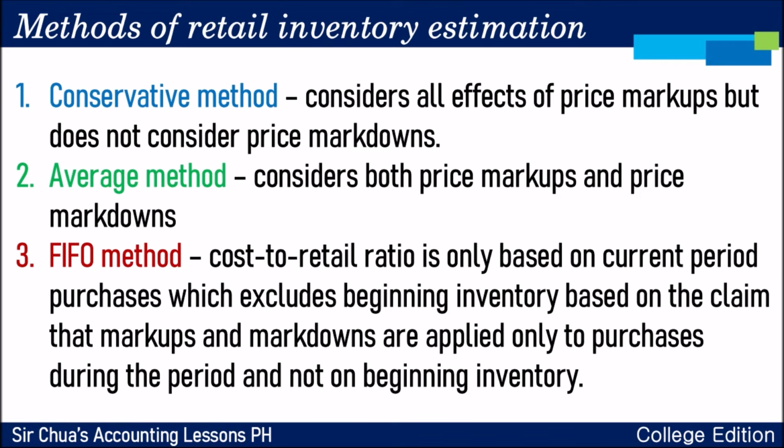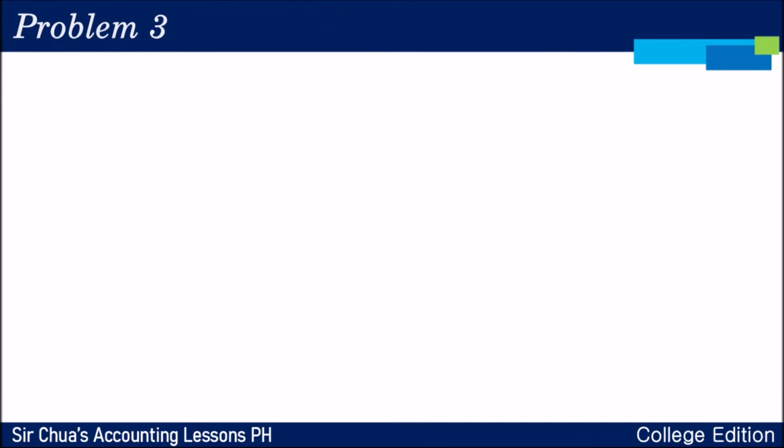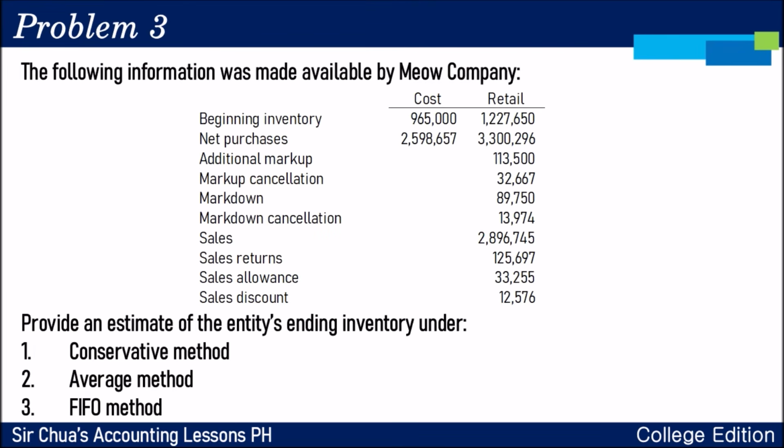Okay? So, to further elaborate, promise, ito na talaga. Let's have another problem for that. Okay. Problem number 3. The following information was made available by Meow Company. So, you have your beginning inventory. You also have there your purchases and then additional markup. Ibig sabihin ng additional markup, pagtaas ng presyo. Okay? Tumaas pa yung presyo.